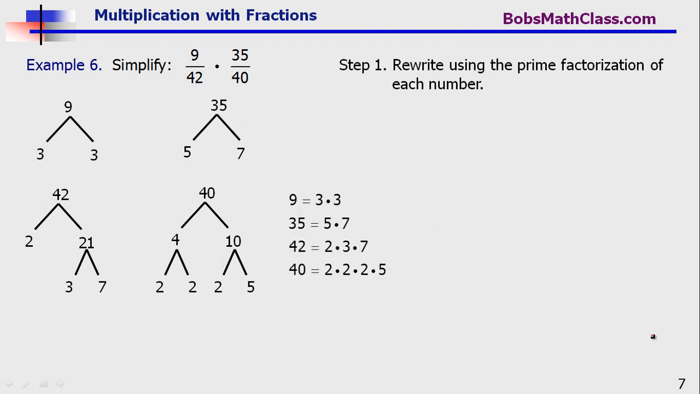Then I like to rewrite each of them, again, just to decrease my chance of making a mistake. Now I'm going to replace each number with its prime factorization. So in place of 9, 3 times 3. In place of 35, 5 times 7. In place of 42, 2 times 3 times 7. In place of 40, 2 times 2 times 2 times 5.